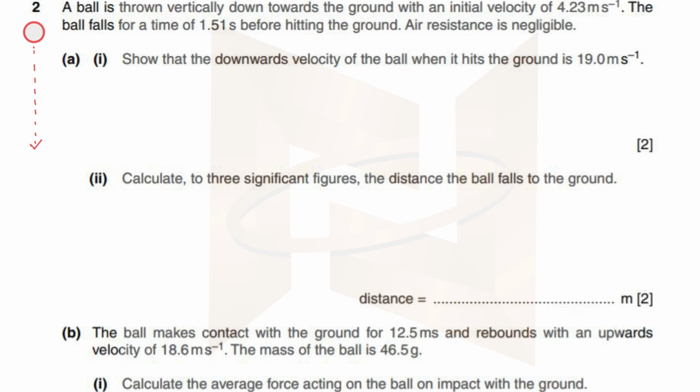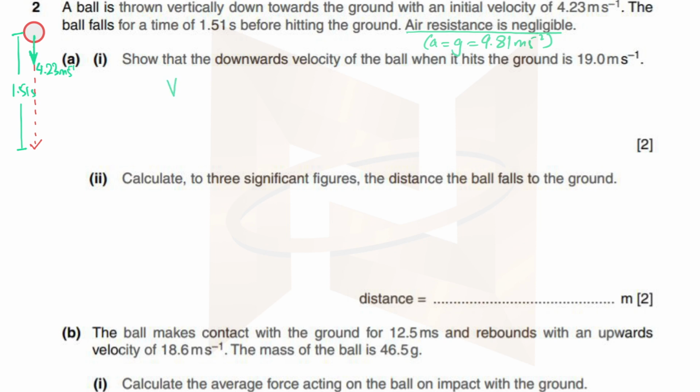You have a ball which is thrown vertically downwards towards the ground with an initial velocity of 4.23 meters per second. And it takes 1.51 seconds before hitting the ground. Air resistance is negligible. So what do we mean when we say that the air resistance is negligible? That means that the acceleration due to gravity is 9.81 meters per second squared. And that is the only acceleration. Remember this.